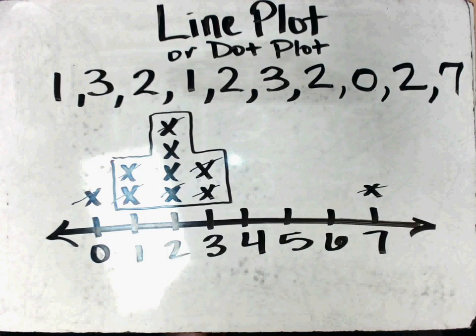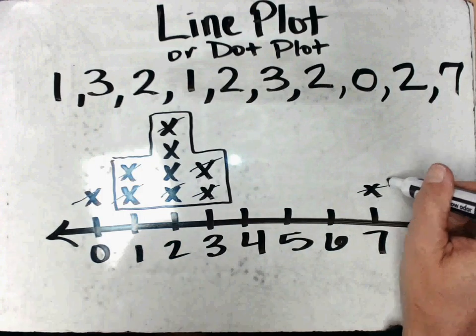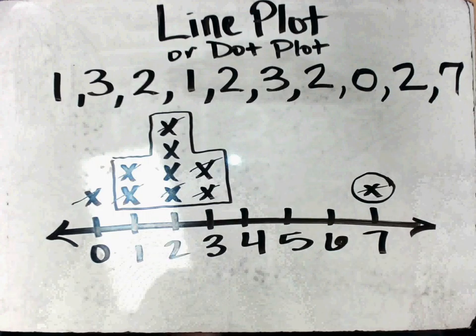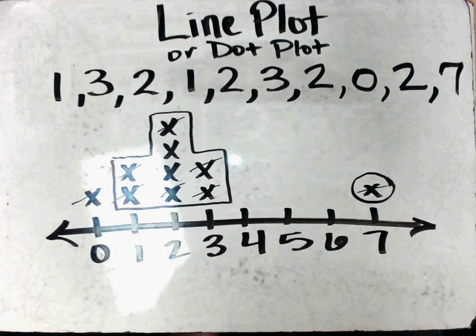We can also identify what we call outliers. An outlier is a number that's way outside all the rest of them. It's way bigger or way smaller than all the rest of the numbers. So in this case, we see that this little X right here is all by itself. It is an outlier. Okay, so 7 is the outlier.